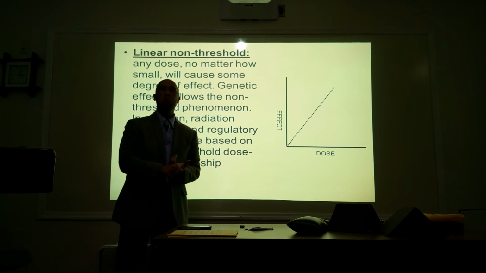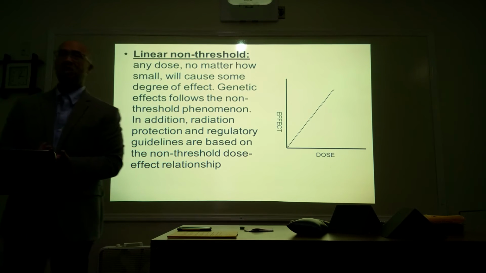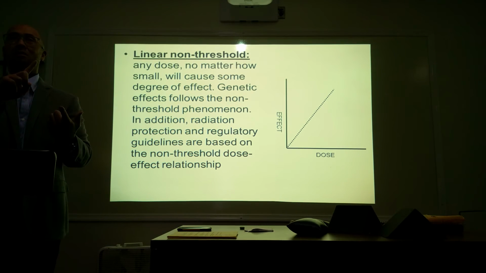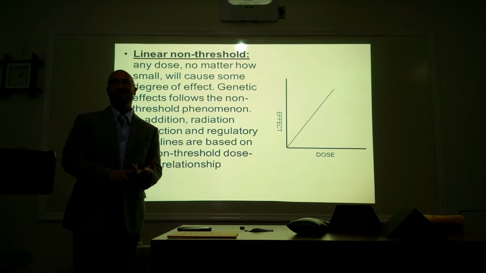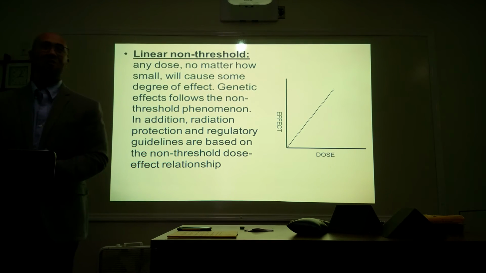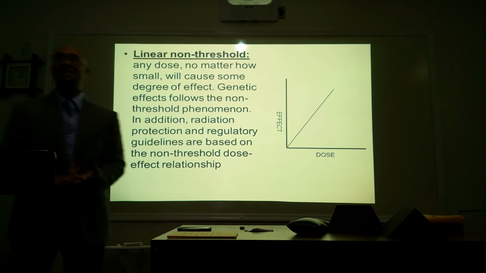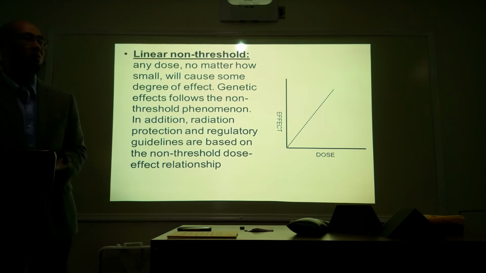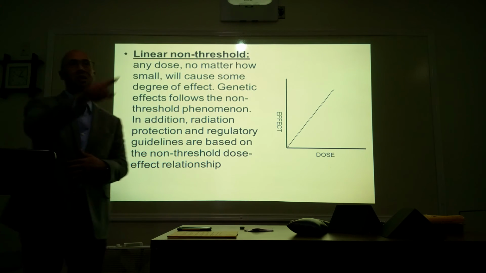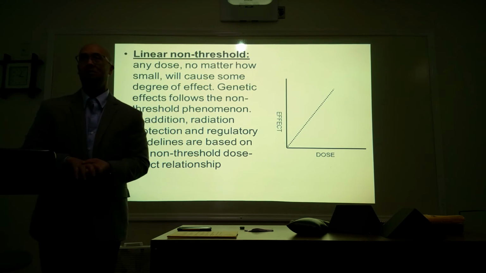The 3 cardinal rules of radiation protection are time, distance, shielding. Spend as minimal time around the source as possible. Distance, be as far from the source as possible. And shielding, I'm not only talking about protective aprons, but I'm talking about standing behind barriers.